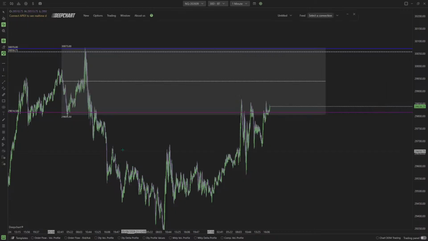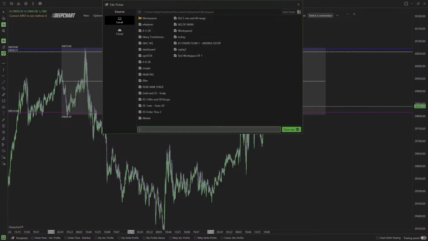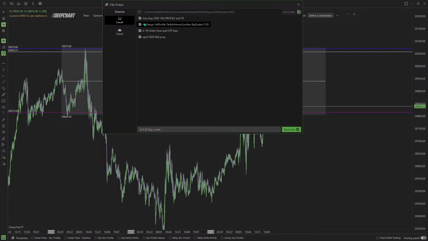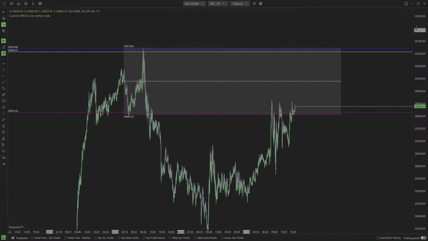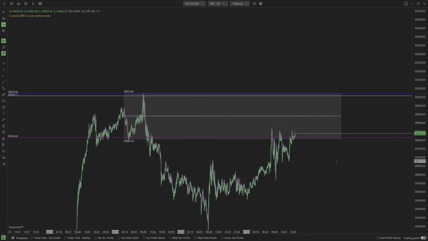So we're going to save this so we don't lose it again. And we're going to call it eight, 9, 30-day levels. Put it in NQ. So we are now ready for next week.